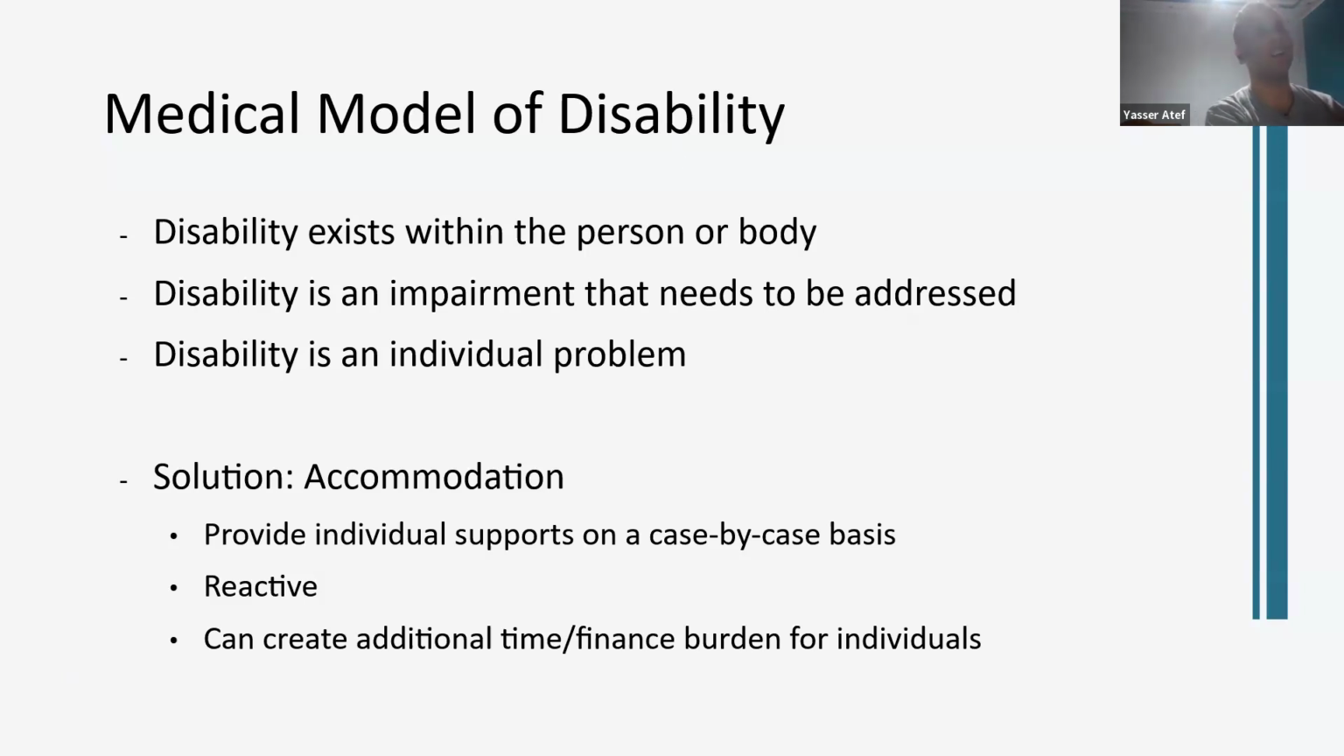So I'm going to go ahead and go through the medical model. In the medical model, we say that disability exists within the person or body, and disability is an impairment that needs to be addressed. For me, this ties back to the United Nations definition because it mentions impairment, and it also mentions that disability is an individual problem.